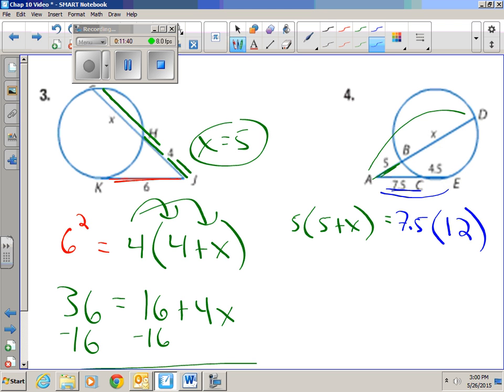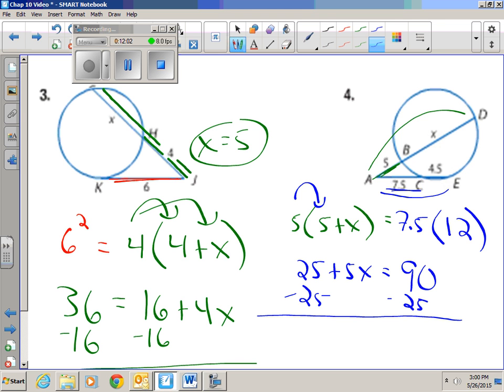Doing a little algebra now. 5 times 5 is 25, plus 5x. 7.5 times 12, 7 times 12 is 84. Half of 12 is 6. That's going to be 90. Or you can whip out your little mini calcs. Okay, I'm going to subtract 25 from both sides. And I'm going to get 5x is equal to 65. X is equal to 13. Okay?